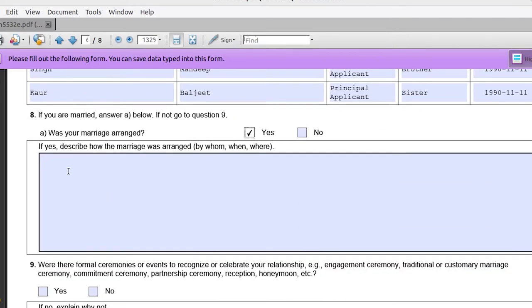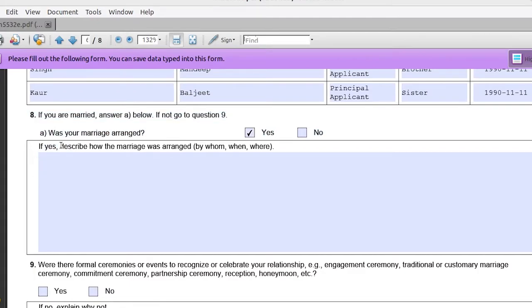Because it was an arranged marriage, you need to mention it. If yes, then describe how the marriage was arranged, by whom, when and where. You need to enter the entire marriage story in this section, because whatever ceremonies there were, the dates, locations, family members, relatives of your spouse, of your principal applicant, who arranged the marriage, where the marriage took place, what ceremonies there were like shagun and what other ceremonies were there. So you need to describe the entire marriage story in this text area that you see on my screen.